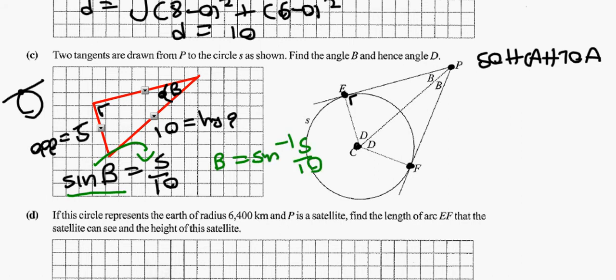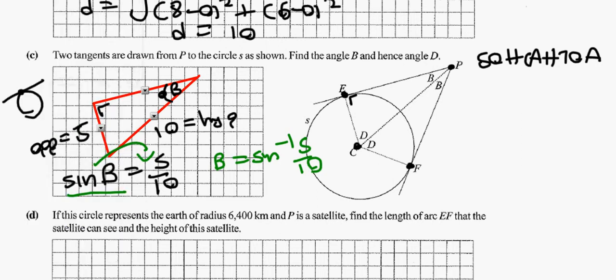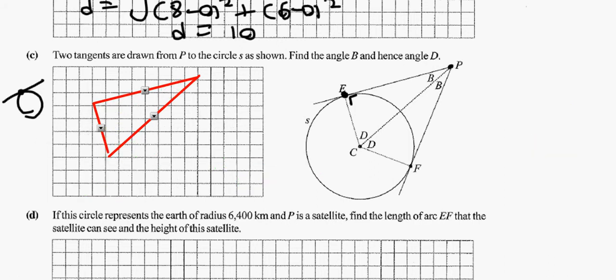So what we can do now is simply put this into the calculator. Shift sine inverse 5 divided by 10, close the bracket, and we get 30 degrees. So we can see that B is 30 degrees. And if B is 30 degrees, that will make D 60 degrees, because all three angles have to add up to 180. So D is 180 minus 30 minus 90, which means D is 60 degrees. So we can see that D there is 60 degrees. That's 5, that's 10, and that's 30 degrees there.